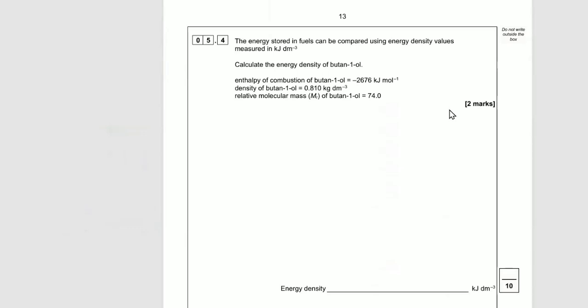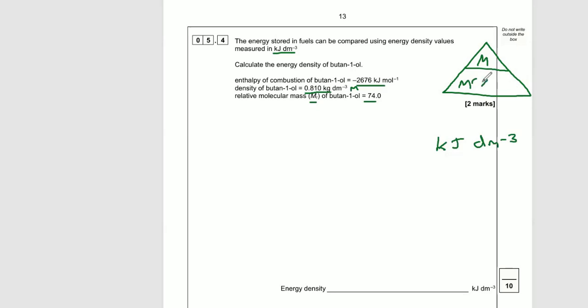5.4, this is the final part to the question. The energy stored in this fuel can be compared using energy density values, and they're measured in kilojoule per dm to the minus 3. So the amount of energy per decimeter. Calculate the energy density of butan-1-ol. So we need to calculate how many kilojoules are in 1 decimeter of butan-1-ol. Well, we know the enthalpy of combustion is minus 2676, and we've been given the density, which contains the mass, 0.810 kilograms in 1 decimeter.